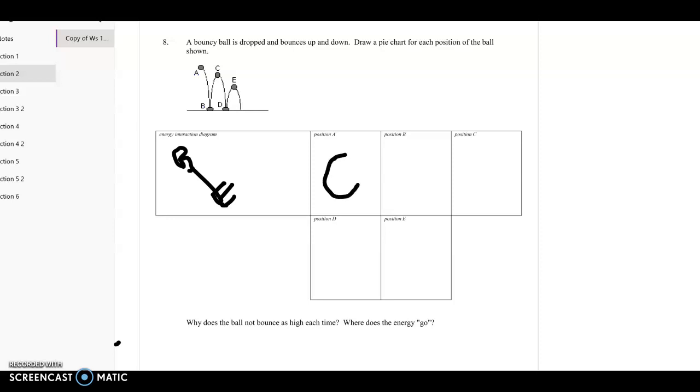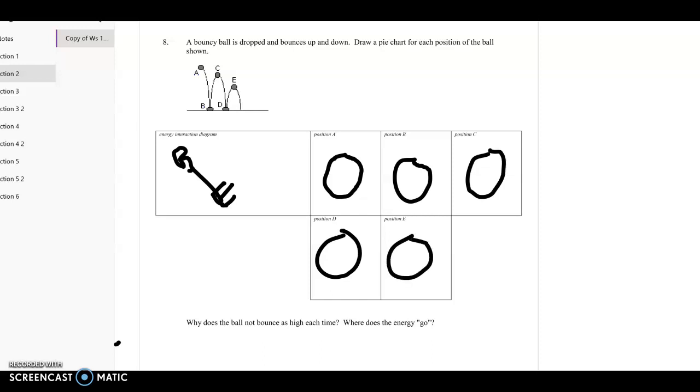At A, let me put my things. At A, I said it was all EG. Okay, so at A, I said it was all EG. I decided that it wasn't moving at that point of release. At B, what I think is important to notice is that it's squished.